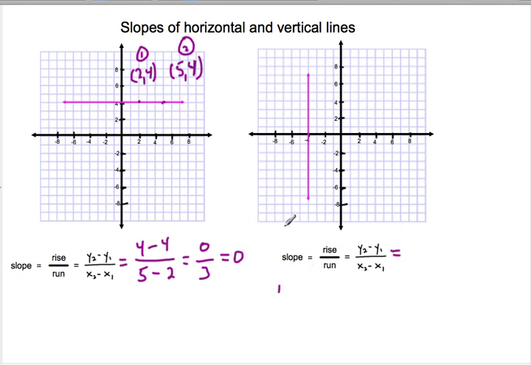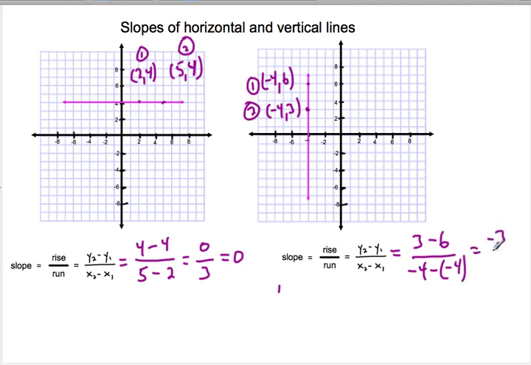Over here we have a vertical line, and we'll pick 2 points. How about negative 4, 3, and we'll pick negative 4, 6. And we'll call this point 1 and this one point 2. So y2 minus y1 over x2 minus x1. And in this case, negative 4 plus 4 is 0. We're dividing by 0, which is undefined. Therefore, the slope of a vertical line is also undefined.